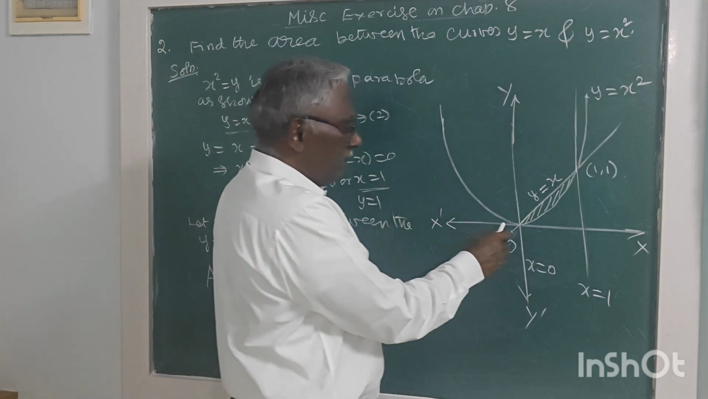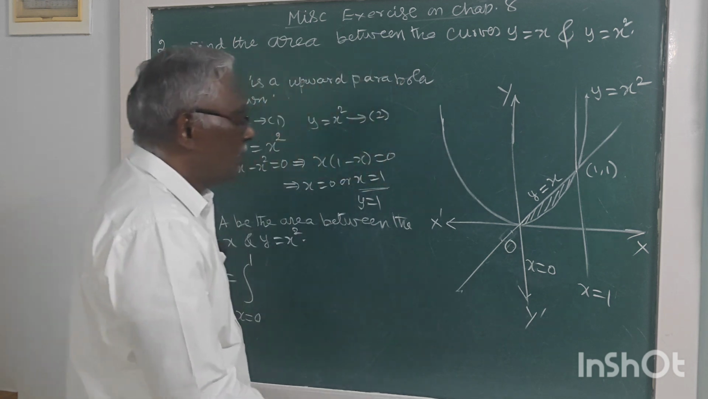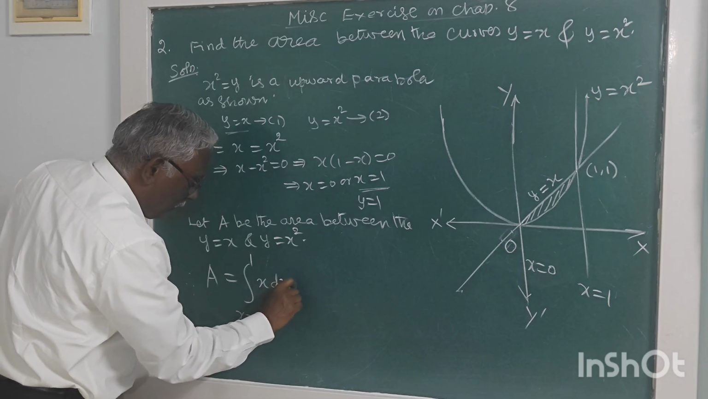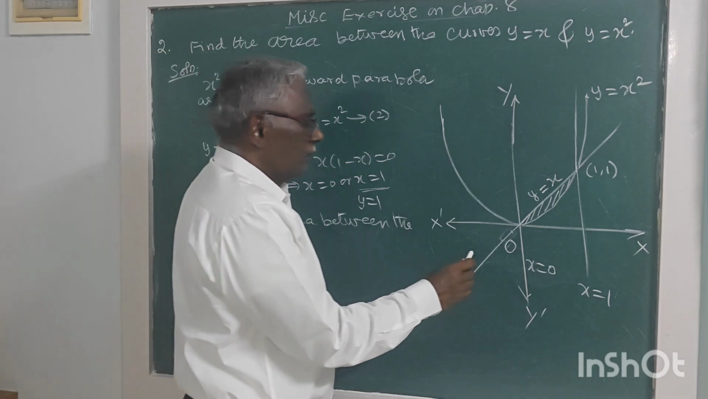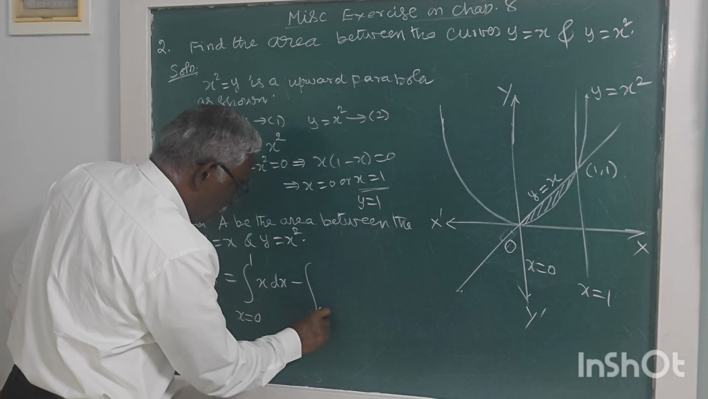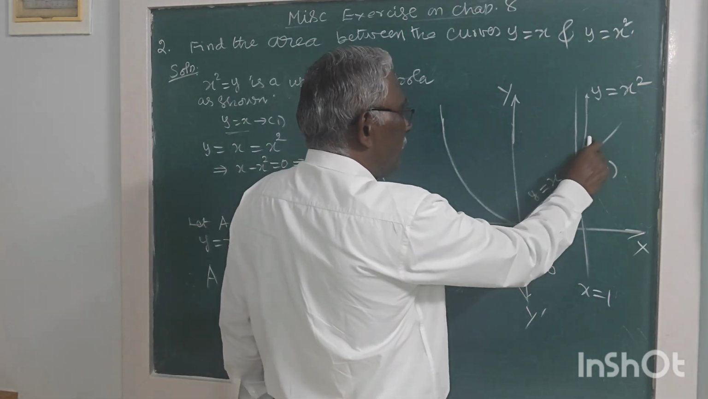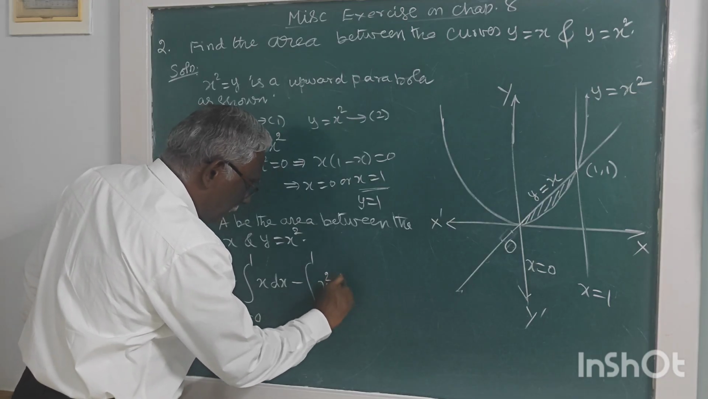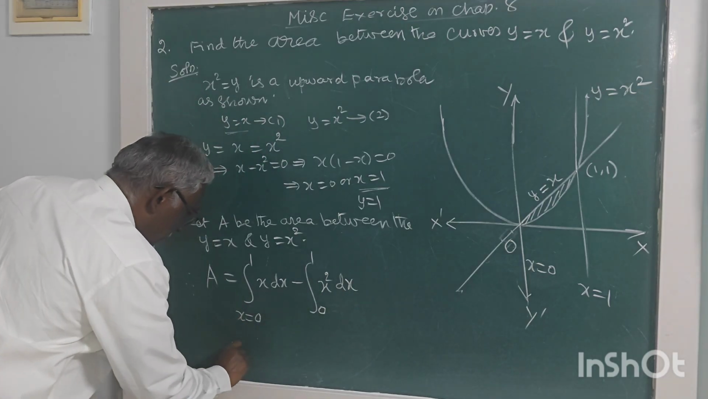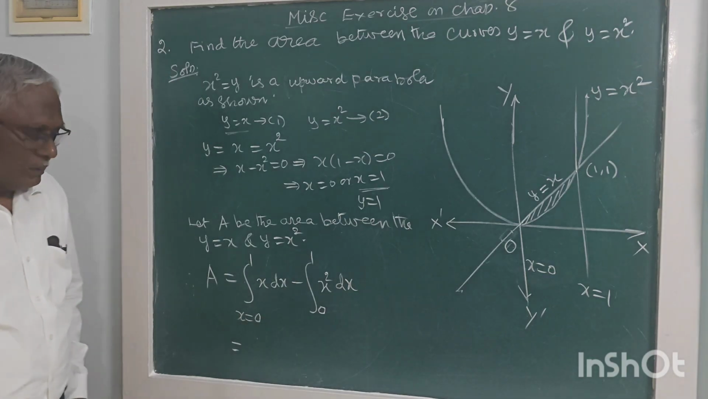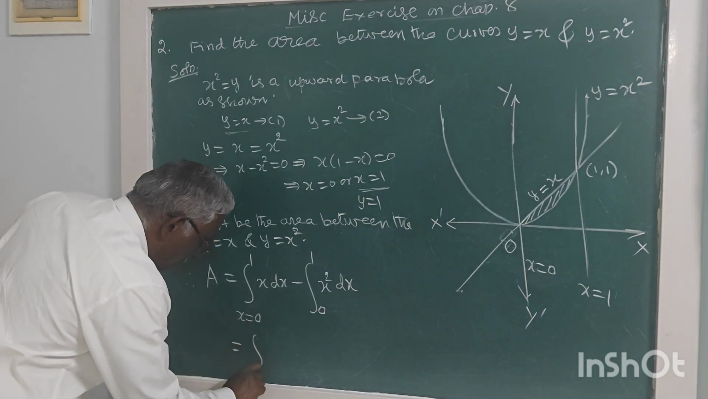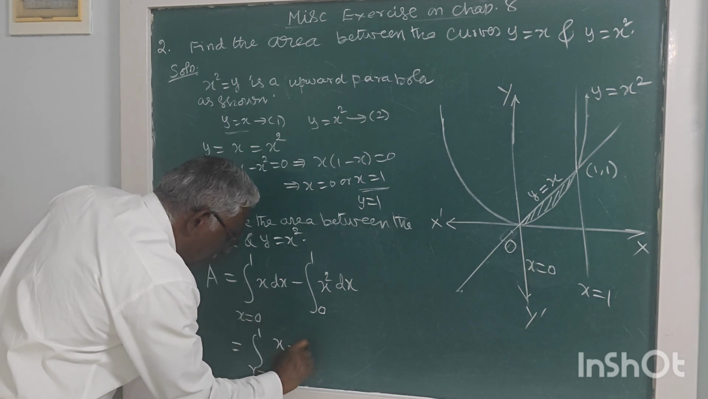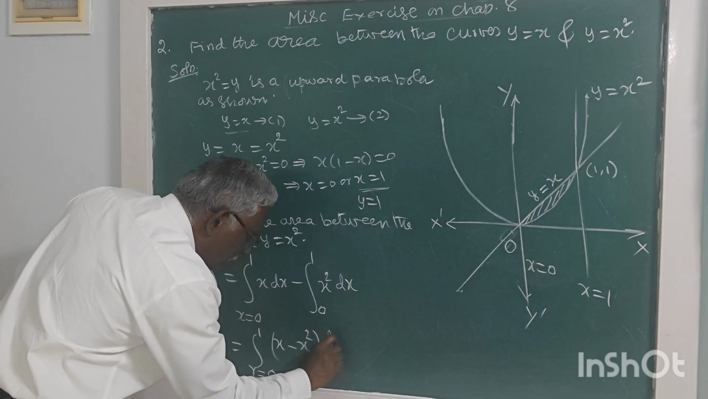Now we will take this upper curve, y is x, so x dx, minus the integral from 0 to 1, the equation of the parabola is y is x square, so x square dx. Since the limits of both integrals are the same, we can write the integral from x is 0 to 1 of x minus x square dx.